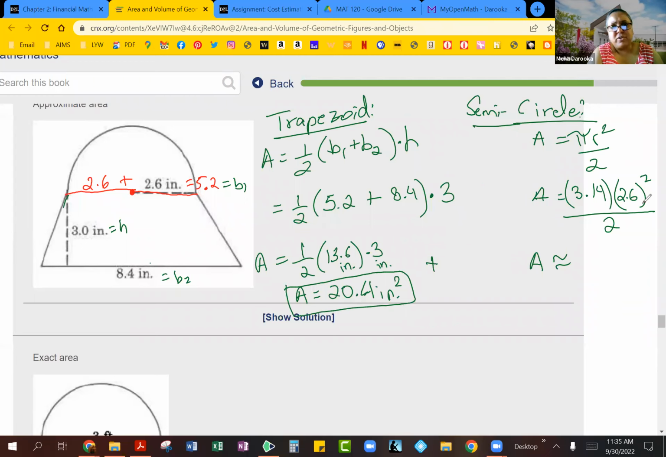For your area, you're of course doing radius times radius. So that's where the square inch will come from. And this guy will definitely be an approximate value. He comes out to be 10.6132. And of course, this is square inches. So this is for the semicircle part. And of course, when you add the two of them together, you end up getting, what's that, 31.